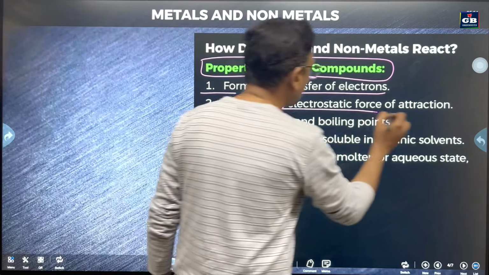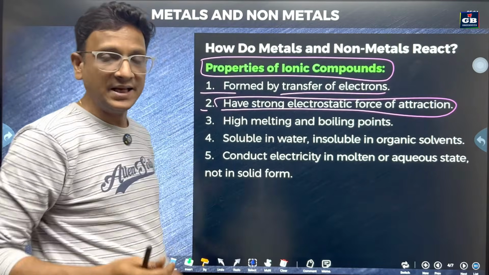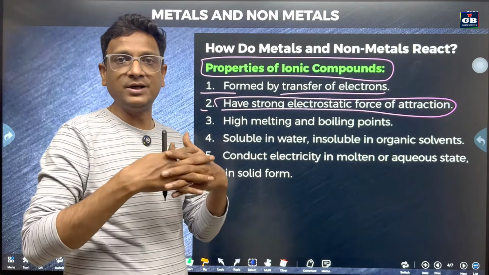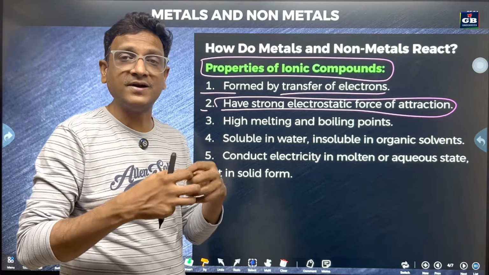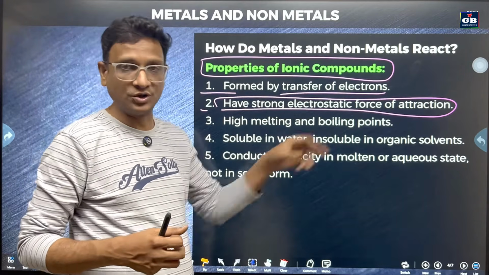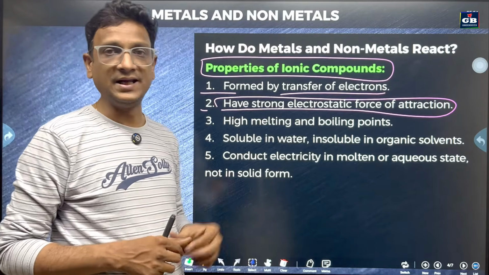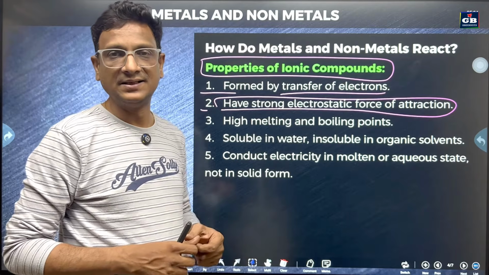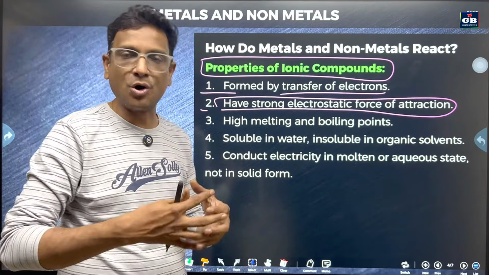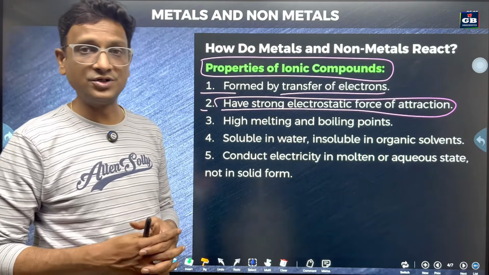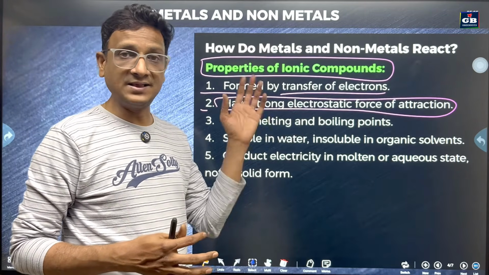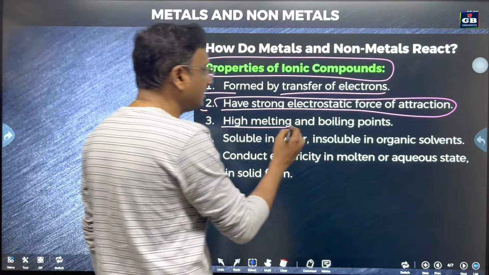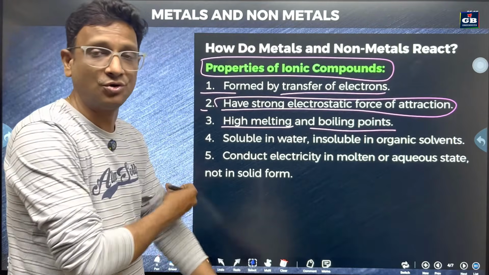Second one, they have strong electrostatic force of attraction. In this bond, sodium and chlorine have a strong force of attraction. What kind of attraction is it? Electrostatic force, because of the opposite electric poles. That's why ionic bonds are strong compared to covalent bonds. Ionic compounds have a high melting point compared to covalent compounds. So they have high melting point and boiling point because the bonds are so strong.